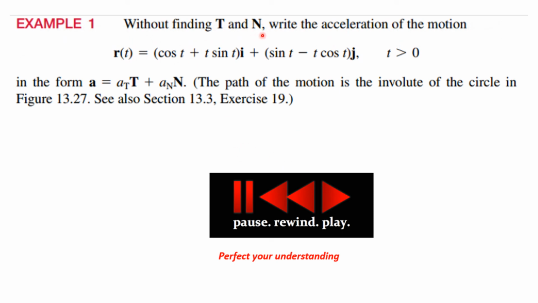So here's an example. Without finding T and N first at all, look at this r of t and put it in the form where we have a is equal to a sub t times T plus a sub n times N. And you can do this without finding T and N. You know what to do. Let's see how you did.